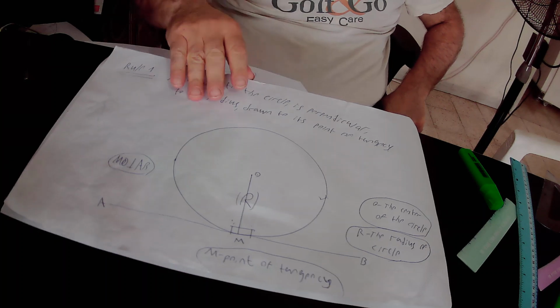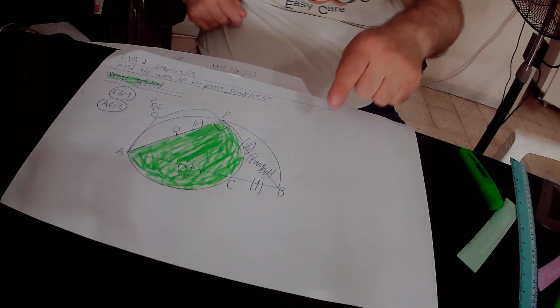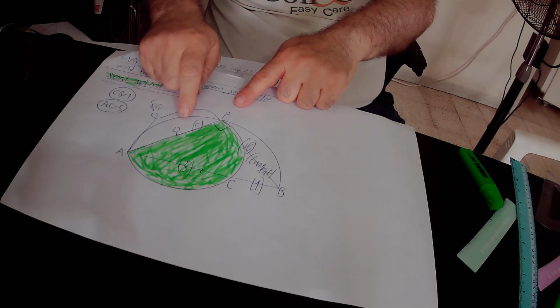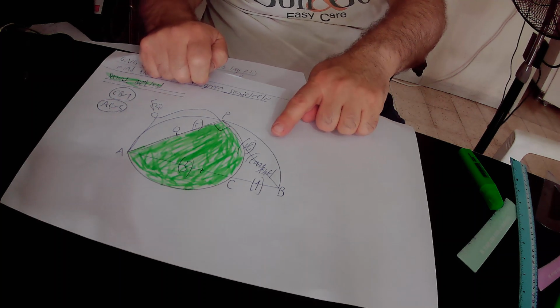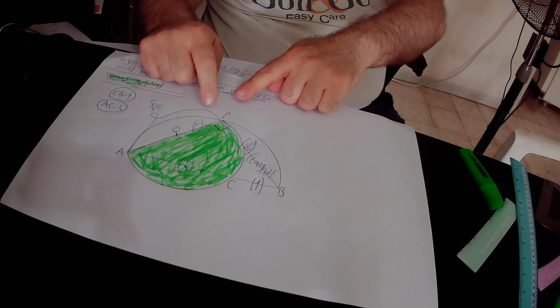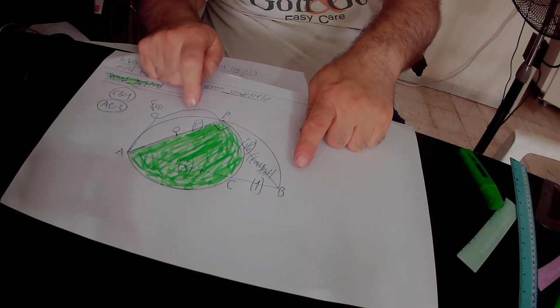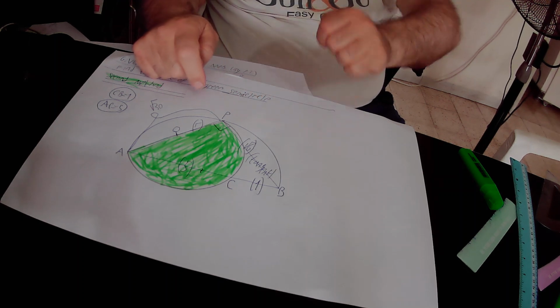You can implement rule 1 in our drawing. Why? Because in our drawing we have a line segment BP that is perpendicular to the radius PO of this green semicircle. Therefore, line segment BP is defined as a tangent to this green semicircle. Actually, line segment BP is tangent to this green semicircle at point P.